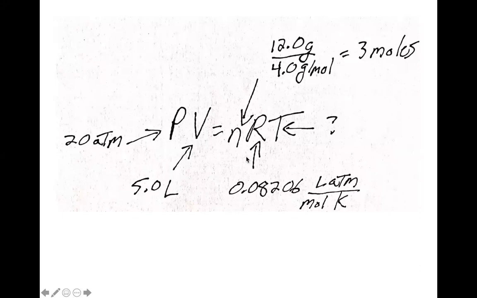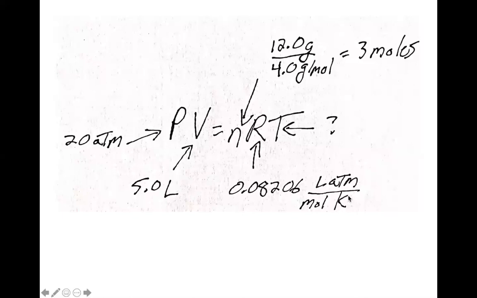R is my gas constant. N, I figured out how many moles, so I'm doing that math sort of on the outside of it. And I have one variable, which was the temperature. When I set this up on my piece of paper, this is exactly how I'd solve it. This is obviously my piece of paper.